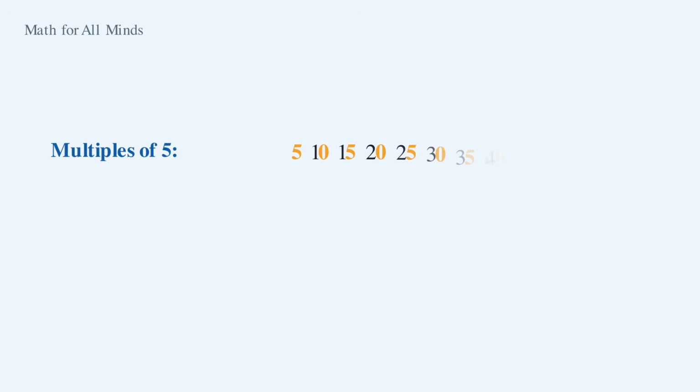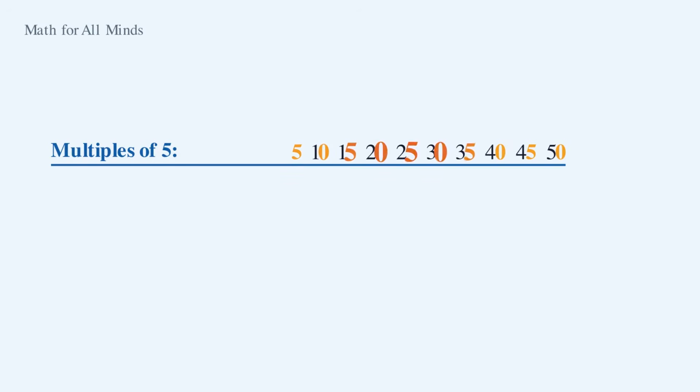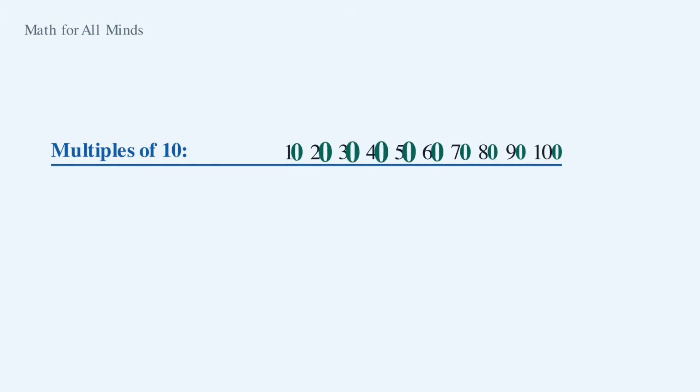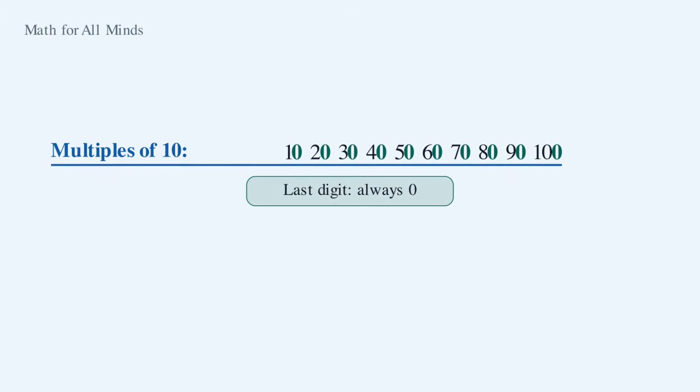Multiples of 5 have a similar shortcut. Every multiple of 5 ends in either 5 or 0. And multiples of 10 are even easier. They always end in 0.